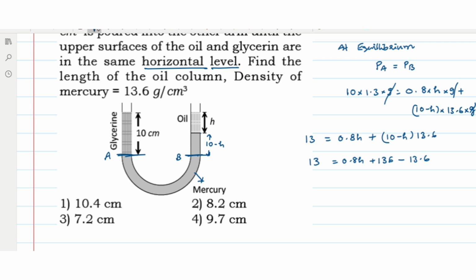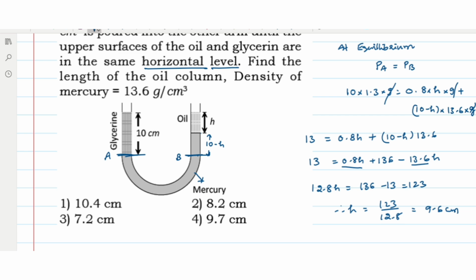So 0.8 H minus 13.6 H will be minus 12.8 H. Here you have to bring this side. Here this becomes 12.8 H, which will be equal to 136 minus 13, which is 123. Therefore H equals 123 by 12.8. When you substitute this value, it is nearly 9.6 centimeters.